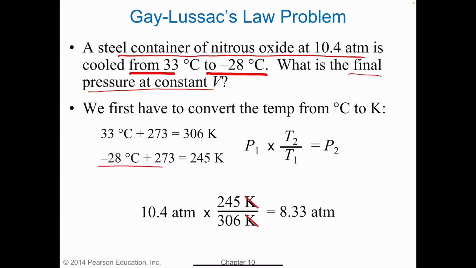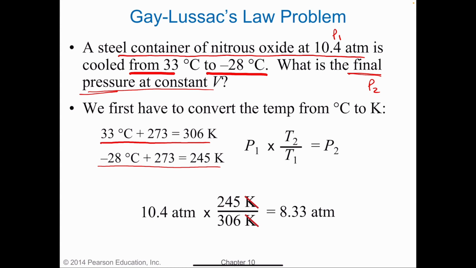So that's what they've done here. The negative 28, they added 273 to get 245. And then the 33, we've added 273 to get 306. Now, again, the tricky part is figuring out which variable is which. They did say, what is the final pressure? So that's asking for P2, which means the 10.4 is P1.